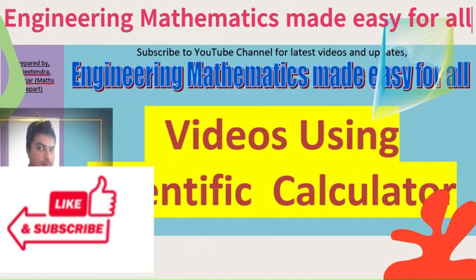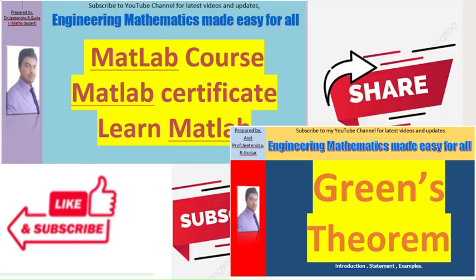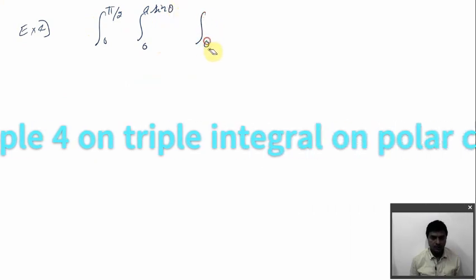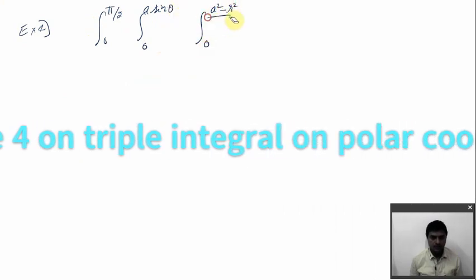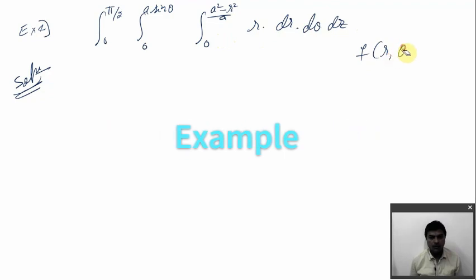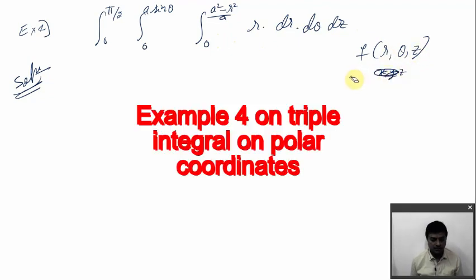Write down next example number 4. So please write down example number 4. Evaluate integral 0 to pi by 2 integral 0 to a sine theta integral 0 to a square minus r square upon a r into dr d theta dz. Yes students, now they have changed the variable. Instead of x and y they have given in this term. So now you have to identify which terms are there. So this is a function of r, theta and z. This is a function triple integration r, theta and z. Instead of x, y and z they have given the 3 variables in a different way.